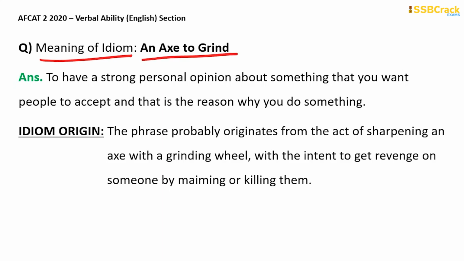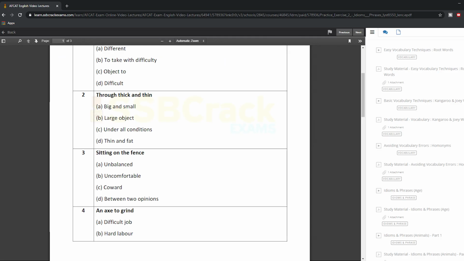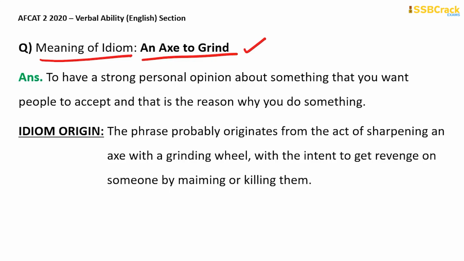The next question is the meaning of the idiom, an axe to grind. Now those of you again who have subscribed to our course and who have gone through the practice exercises of the idioms and phrases section in our AFCAT course will know this very idiom. They will be able to recognize this idiom. It was there in practice exercise 2 of the idioms and phrases section in the AFCAT English course, right?